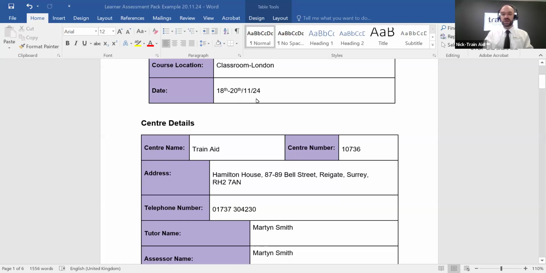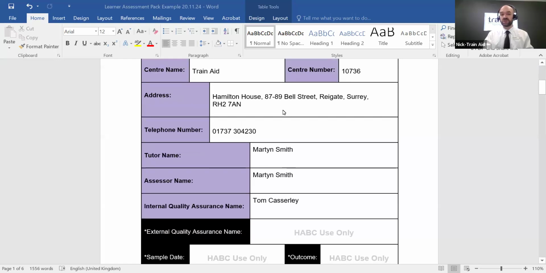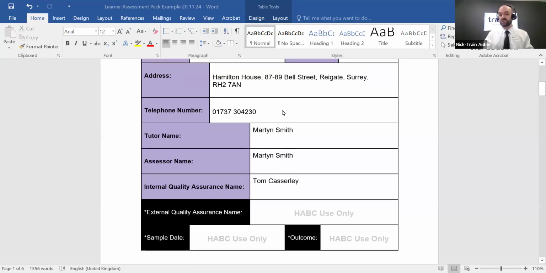Now, if we scroll down, we are just going to have a look at the centre details. This will be filled in for you. So we have the centre name, centre number, the address, the telephone number. Please, can you write in the tutor name and also the assessor name as well? And the IQA name is my colleague Tom Castley as well. So please, can you input the tutor and the assessor name? That will be the same as well.